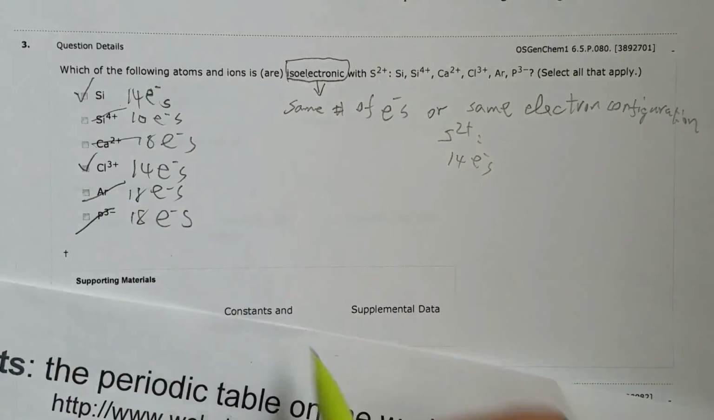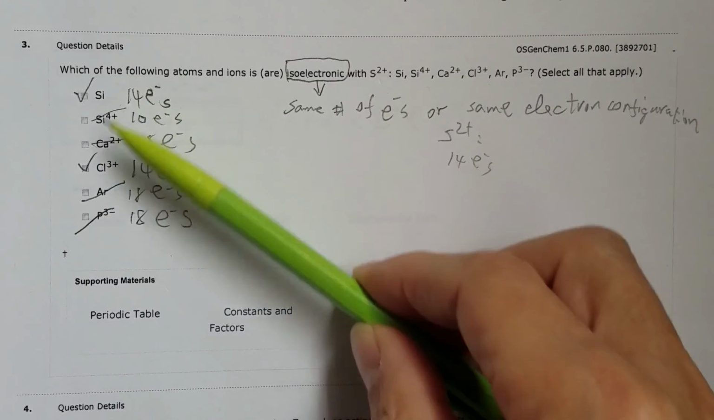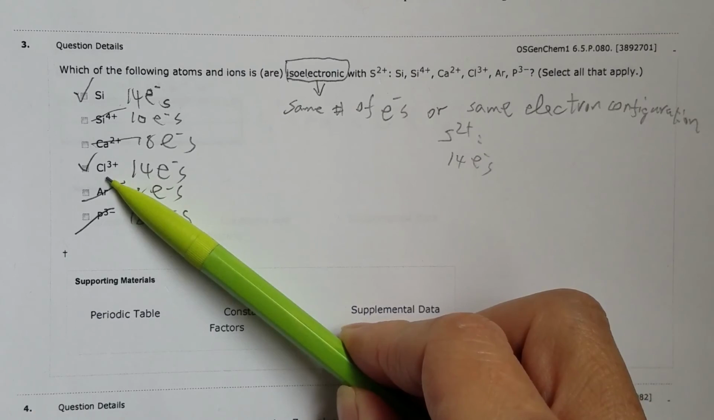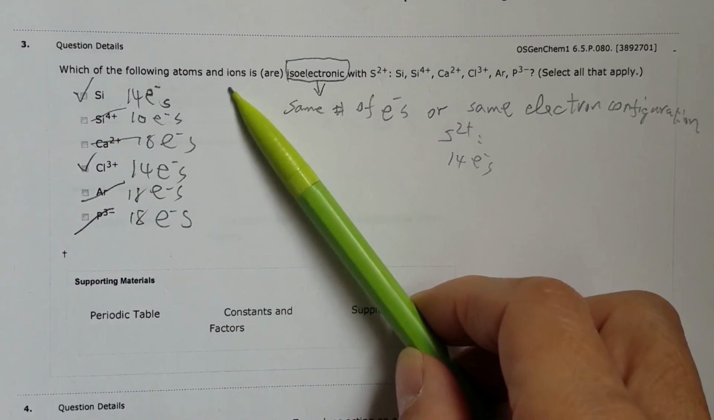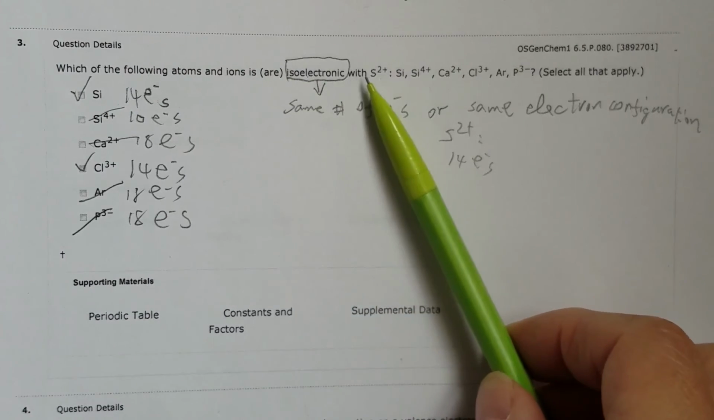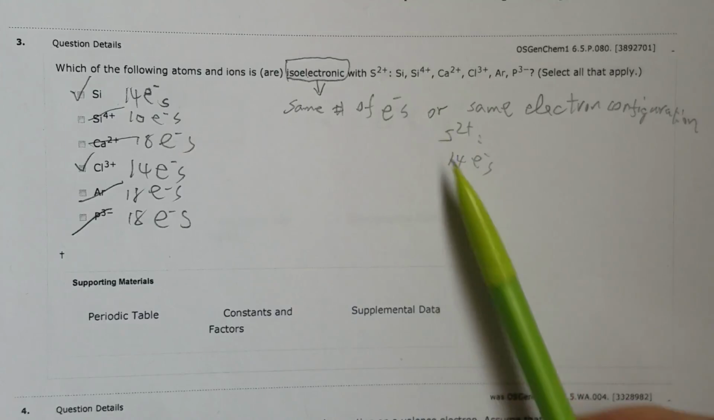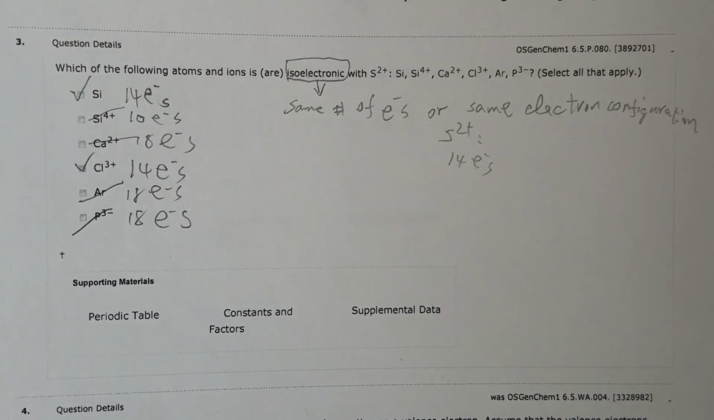So we should just have silicon and Cl3 minus. Those two, one is an atom, another one is an ion. They are isoelectronic with S2+, because S2+ also has 14 electrons.